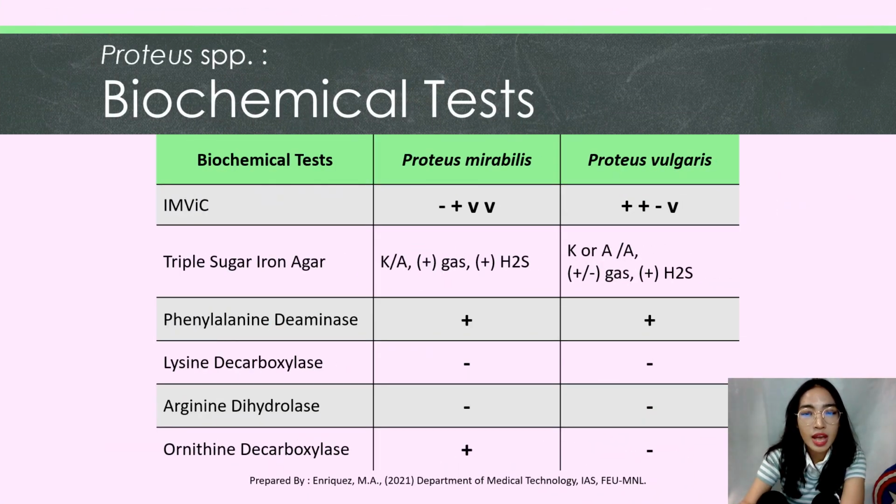Here are the reactions for both Proteus mirabilis and vulgaris. On IMViC, the V right here means that their reactions could be variable. Okay, so minsan magne-negative, minsan magpo-positive. Ang sigurado lang po tayong magkaiba sila dito sa IMViC reaction nila is their indole production. So mirabilis is negative, vulgaris is positive for indole production.